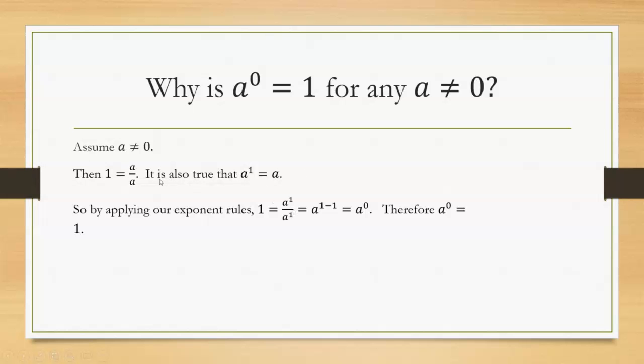So combining these two, what do I get? I get this, okay? But what's also true? Well, from an earlier slide, I guess it was the previous slide, if you divide like bases, you subtract the exponents, right? So here we have a to the 1 over a to the 1. That's a to the 1 minus 1, which is a to the 0. In other words, we have 1 is equal to this, but it's also equal to a to the 0. So a to the 0 is 1.